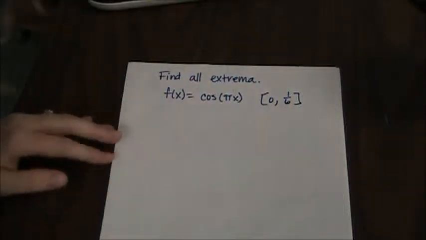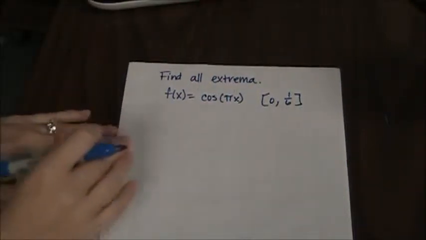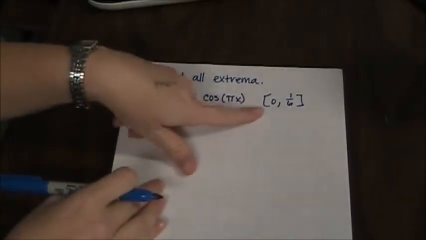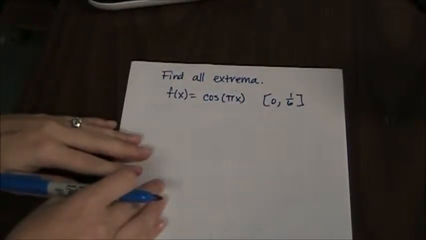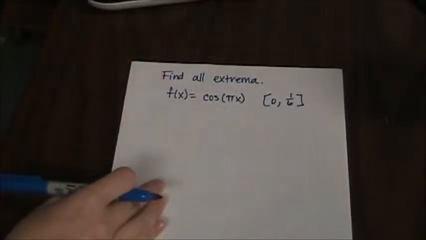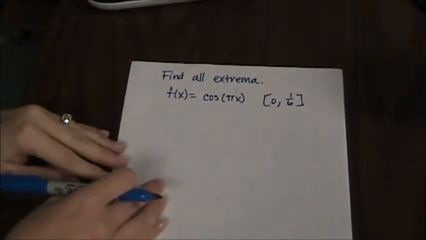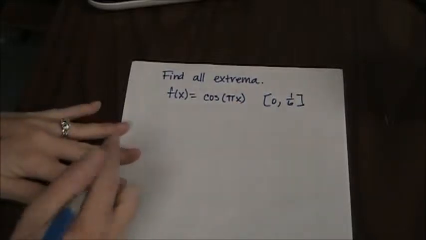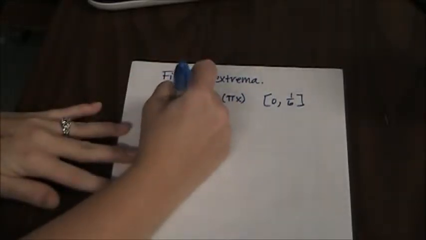In this problem, they're asking us to find all extrema of f of x equals cosine of pi x on the closed interval 0 to 1/6. Since it's a closed interval, we are going to find the derivative, find critical values, and then plug our critical values and our endpoints back into the original. So first I'm going to find the derivative.